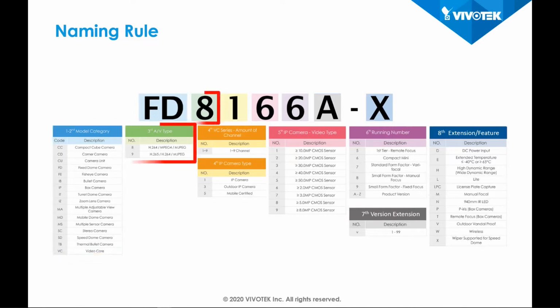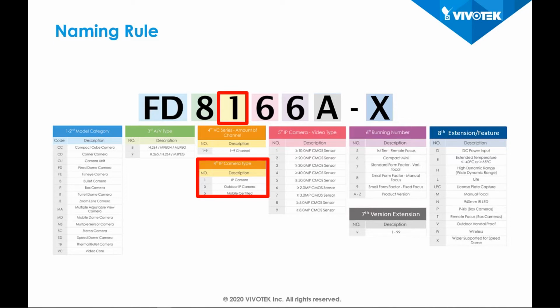The next character is going to determine whether it has H.264 or H.265 compression. If it is an 8, then it's H.264, and if it's a 9, it's an H.265. The fourth character will determine if it's going to be an indoor camera, if it's a 1, outdoor camera if it's a 3, and if it's a 5, it is mobile certified.